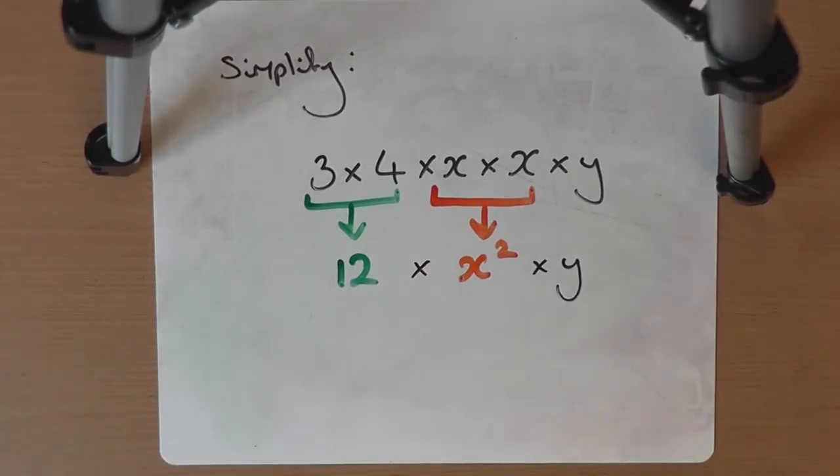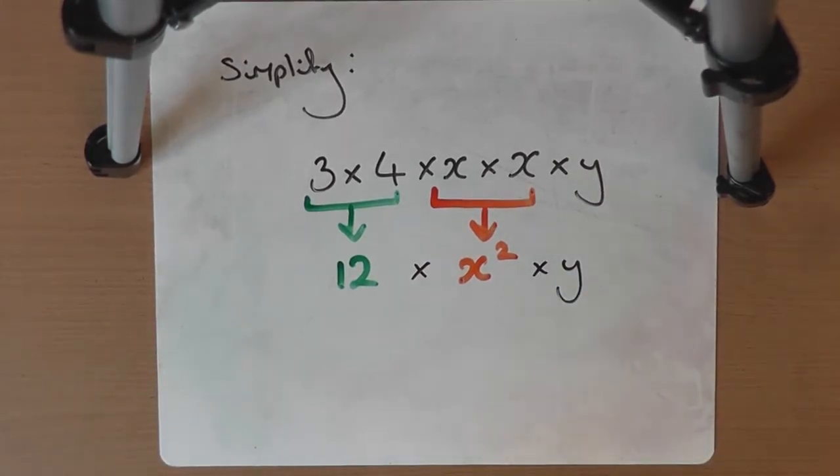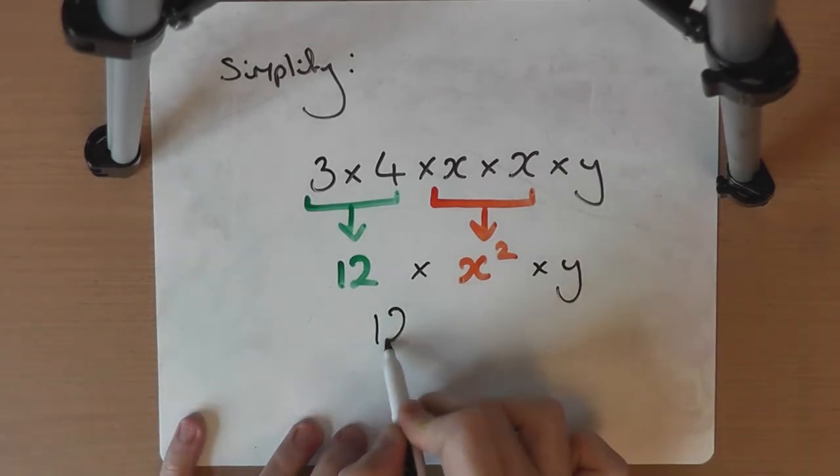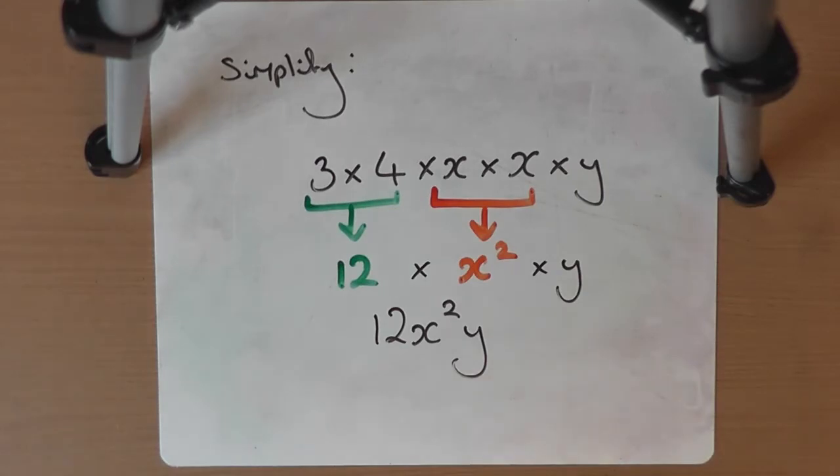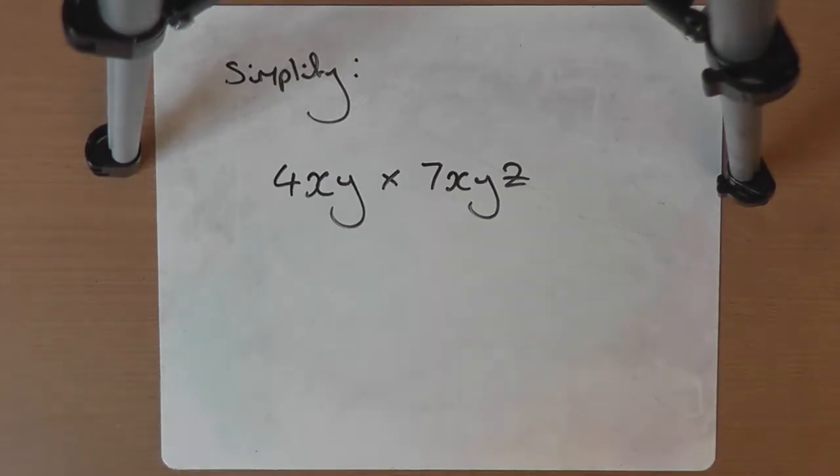And surely those times signs don't need to be there. And we could just mush this all together and write this as 12 x squared y, where there is a times sign hidden between the 12 and the x squared, and there is a times sign hidden between the x squared and the y. It's just that we don't need to write them because we are simplifying. And simplify as a question word, a clue word in a question, tells us that we need to be doing this process.